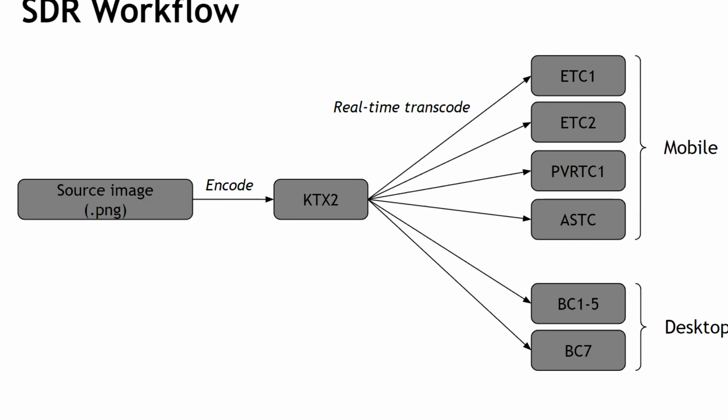So this is the pipeline for our SDR codec. We actually transcode to more formats than this, but I didn't want to stuff up the screen. You take the source image, you encode it with our encoder, Basis Universal. You go to KTX2, container format, and then in real time, you transcode to the GPU compressed format that the GPU needs.